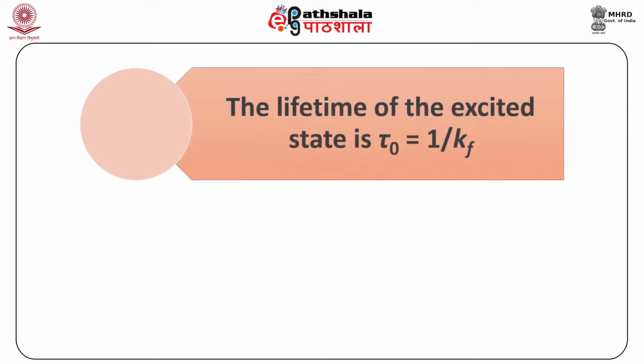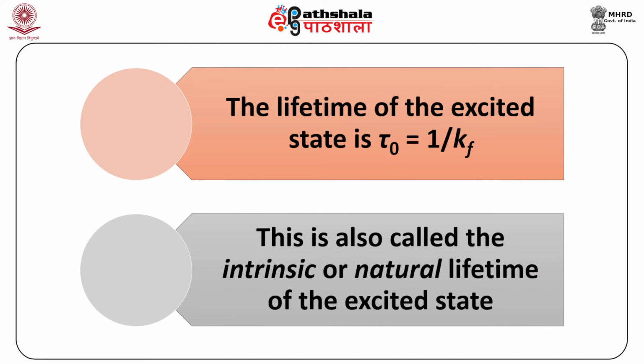The lifetime of the excited state is tau 0, and this is given by 1 by Kf. As you know, in first order the lifetime is equal to 1 by the rate constant. The rate constant has units of second inverse, and tau 0 will have units of second. This is also called the intrinsic or natural lifetime of the excited state.